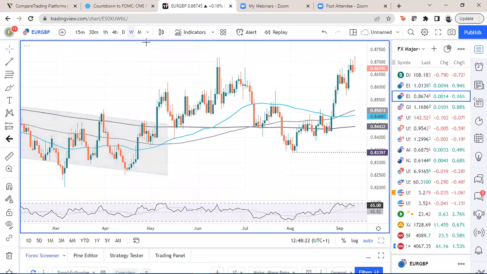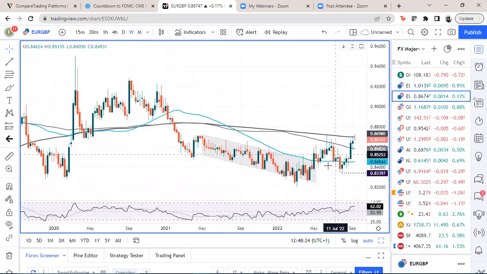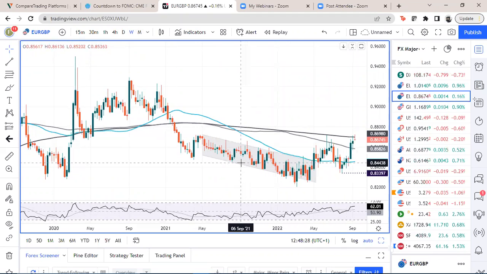If we look on the weekly, I noticed the 200-week moving average just around here where we're trading. 200-week moving average 86.98. So 87.22 really key resistance for euro sterling. So really watch out for the data dump this week, especially CPI on Wednesday.